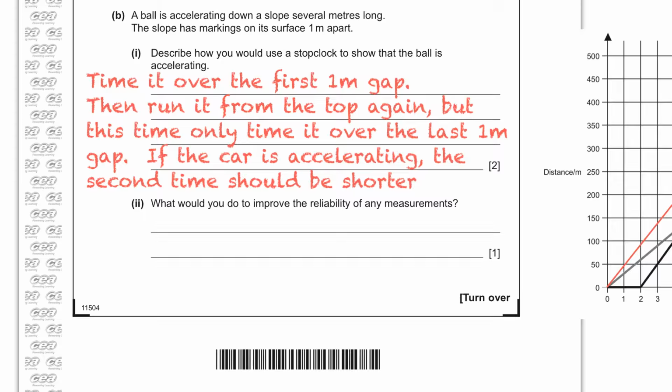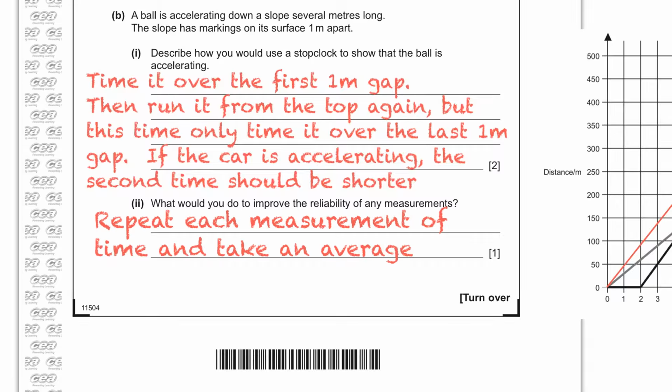What would you do to improve the reliability of any measurements? Well, the issue here is going to be the person starting and stopping the watch. And so when you do that, the easiest way to eliminate errors in the person starting and stopping the watch is to repeat and average.